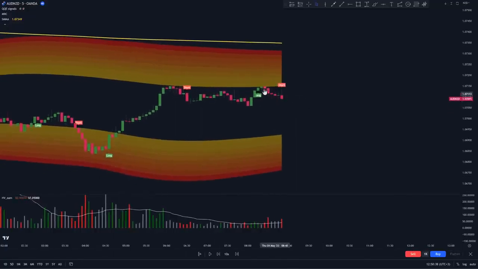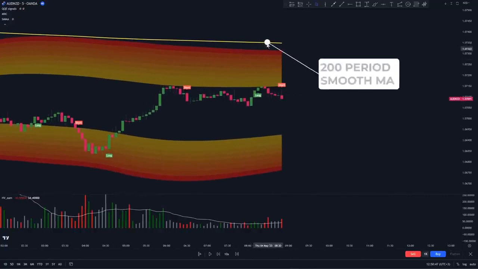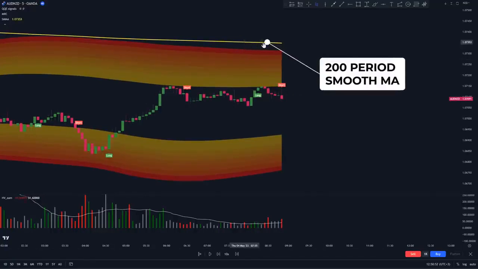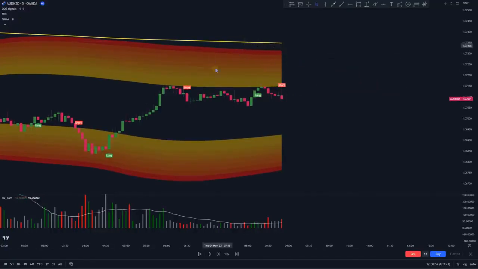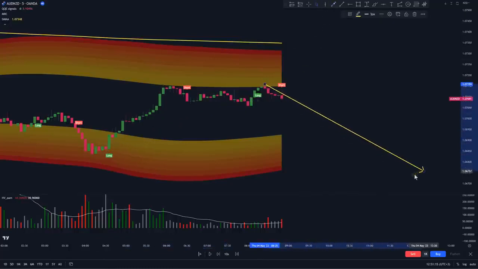Here are the conditions for a short trade. First, both the price and the upper channel of the MRC indicator should be below the 200-period smooth moving average. This indicates a long-term bearish trend and also ensures that we're gonna be short selling an overbought asset, but in the direction of the long-term bearish trend.